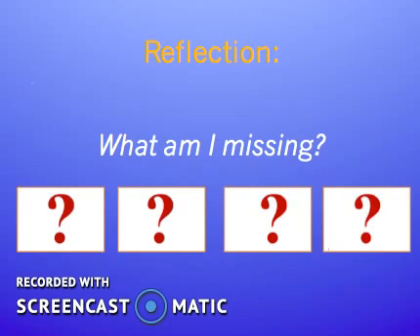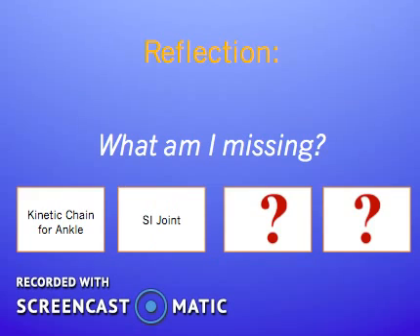So when I'm reflecting about this, what exactly am I missing? I think the first thing is the kinetic chain for the ankle. For an ankle injury, I don't look up the kinetic chain. I think that's extremely important, and that's a big gap. Second, the SI joint. Yes, I check for hip alignment, but I don't look at how it affects things, and I don't use it for my treatment. So there's definitely a gap there.